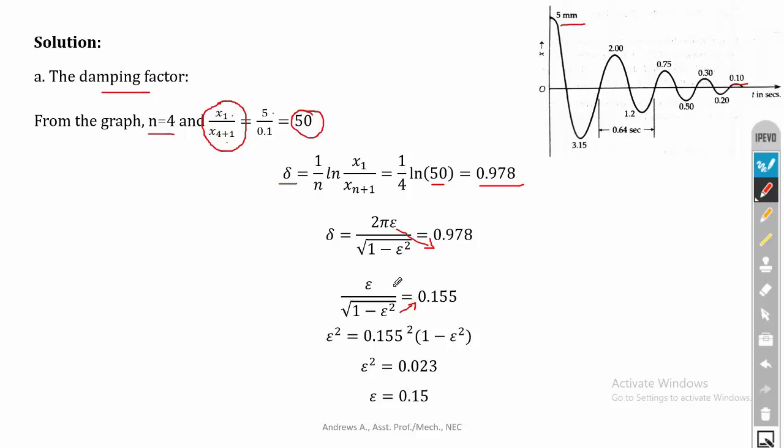To remove this root, I am going to square the remaining term. So eta square is equal to 0.155 square into (1 minus eta square). Now you can bring this eta square to the left hand side and solve this equation. You will get eta square is equal to 0.023. Finally eta, that is the damping factor, is equal to 0.15. So by having the amplitude ratio in our hand, first we have to calculate the logarithmic decrement. Then from the logarithmic decrement, we can calculate the damping factor.